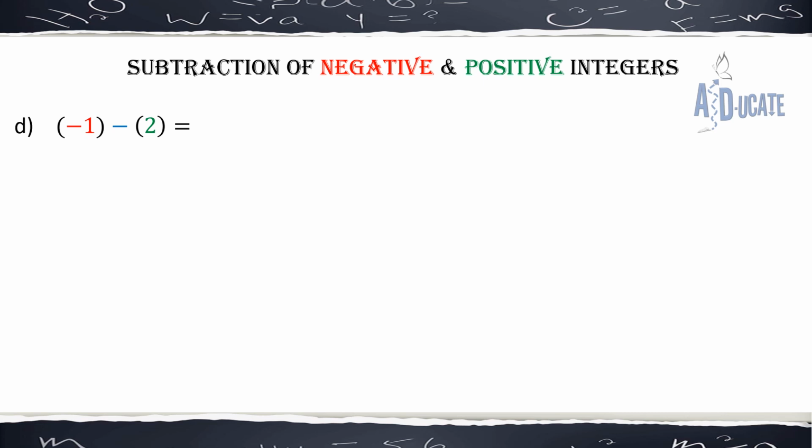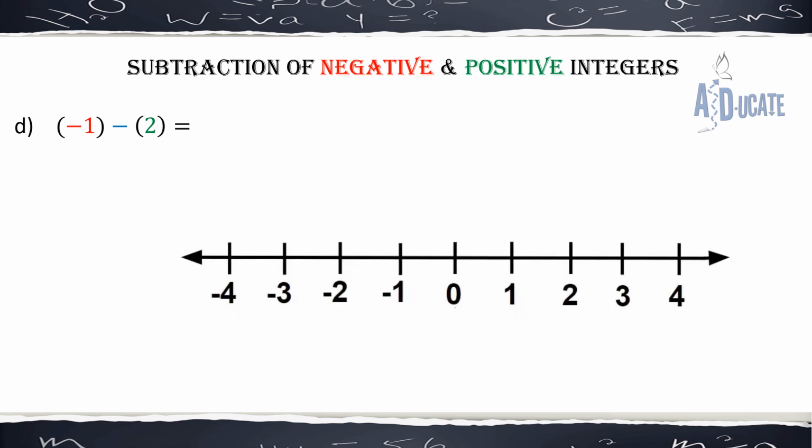Now, what about subtraction of negative and positive integers? Let's say we have negative 1 minus positive 2. Let's bring up our number line. So from 0, we are making one movement to the left. That's a negative 1. And we are at negative 1.